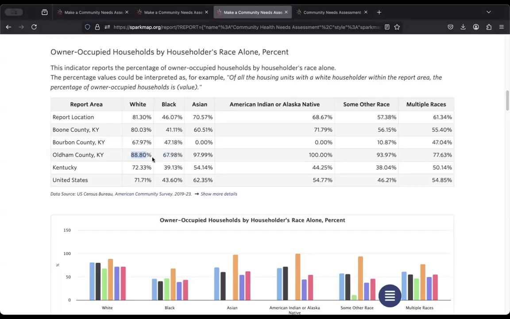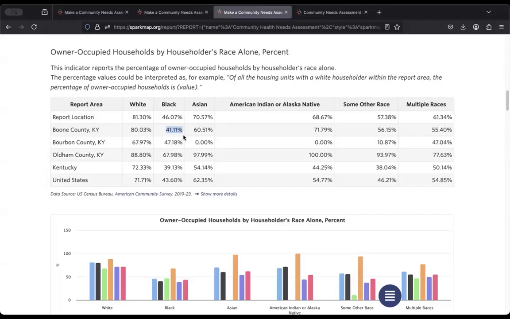We don't have as big of a delta between white and black. And then we've got basically all of the folks that are Asian, American Indian, or some other race, we can see are more likely to be homeowners than not. But we don't see that same trend at all in Bourbon County or in Boone County. Boone County is really the biggest one where we can see that 80% of people who are white own a home, but only 41% of folks that are black own a home. So that would be an area to explore.